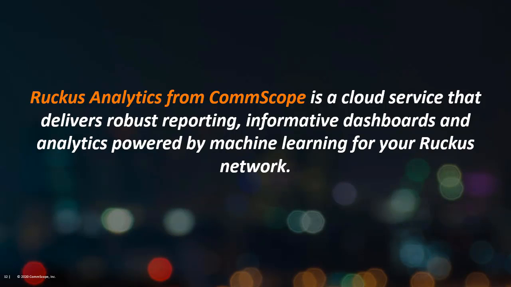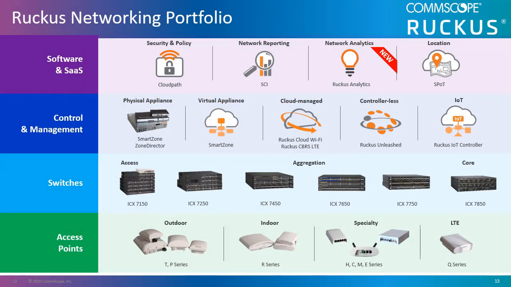It's called RUCKUS Analytics from CommScope. It's a cloud service that delivers robust reporting, informative dashboards, and analytics powered by machine learning for your RUCKUS network. As a result, it helps network operators become more proactive in network management, operation, reporting, and troubleshooting. RUCKUS Analytics fits into the software and software as a service offering of the RUCKUS portfolio, along with CloudPath, Smart Cell Insight, SCI, and Spot.